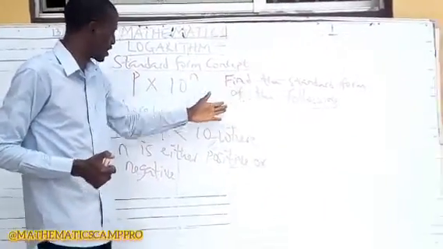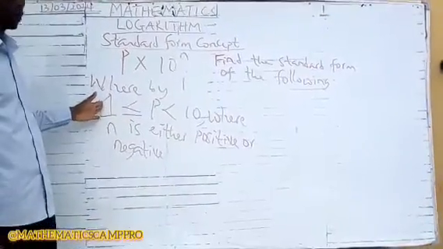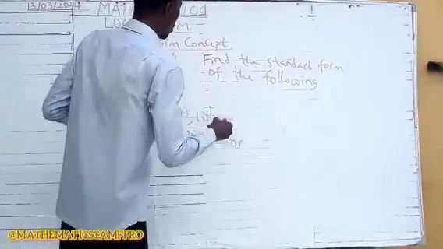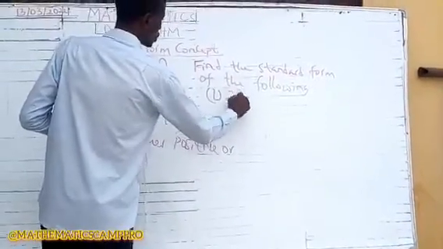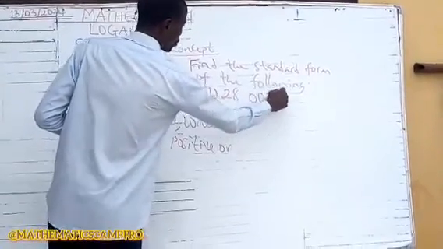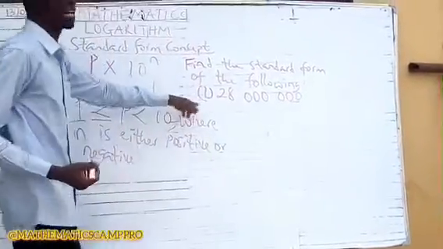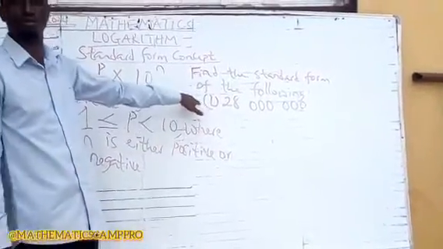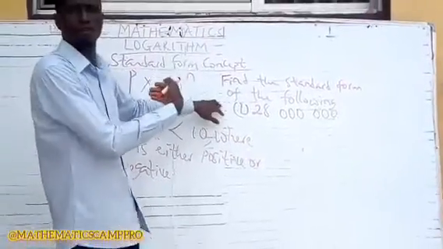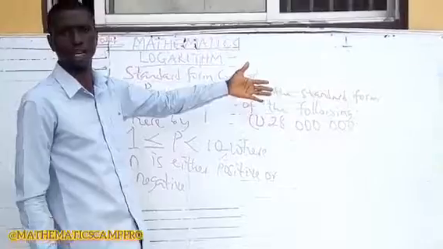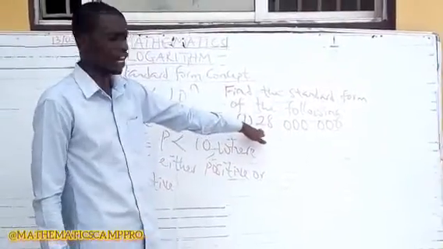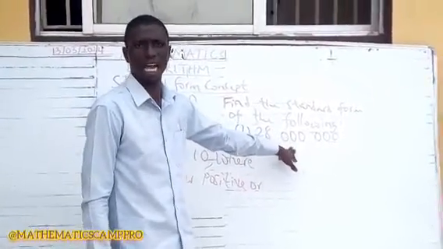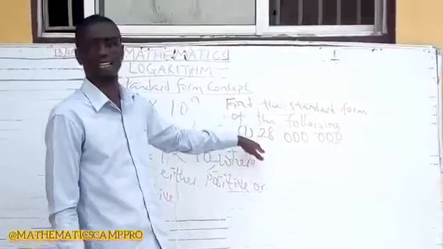I want to buttress this statement that says that 1 must be less than or equal to P less than 10. Now, when you are given a number, let's say 28,000,000, and you are asked to write it in standard form, there are two ways standard form moves. We have the right direction movement and we also have the left direction movement. Now, looking at this number, it is greater than 1. We have 28 million on the board, and you are asked to write this in standard form.